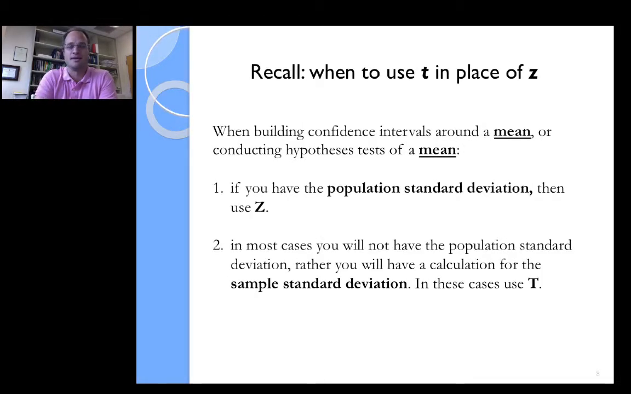This is just isolating what I mentioned before. When you're doing an analysis around the mean, either in the confidence interval world or the hypothesis test, if you have the population standard deviation, if you have sigma, then you're going to use Z. But if you don't, and this is case 2, and you have to estimate that population standard deviation through S, the sample standard deviation, that's when you want to use T in place of Z. It's the more conservative estimate to use.